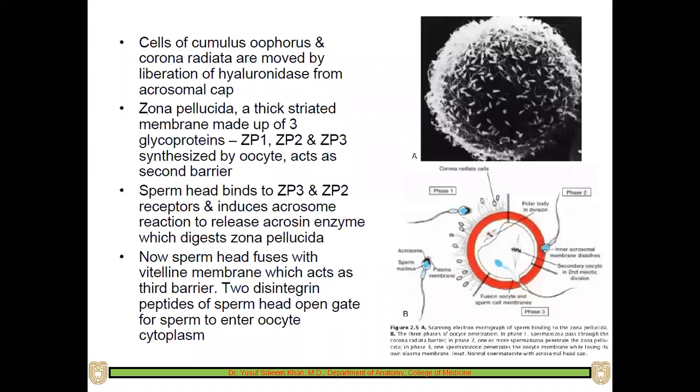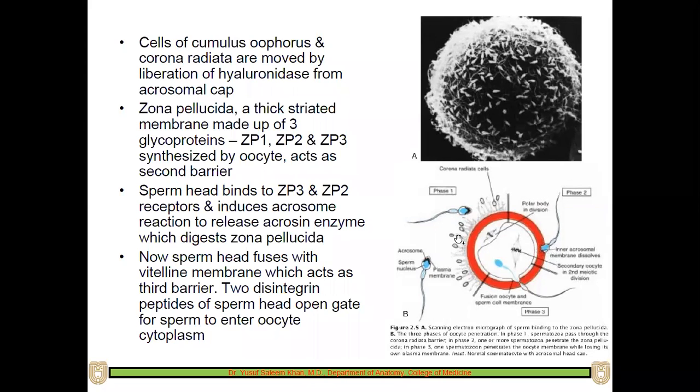Now, the cells of the cumulus oophorus and the corona radiata are moved by the liberation of the hyaluronidase from the acrosomal cap. So now all the cells, if you see here, these are the differences. The sperm is approaching, it is coming in contact. Now there is capacitation as well as the acrosomal reaction, and then the sperm head will enter.